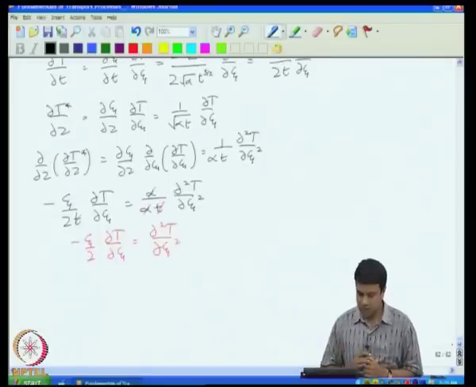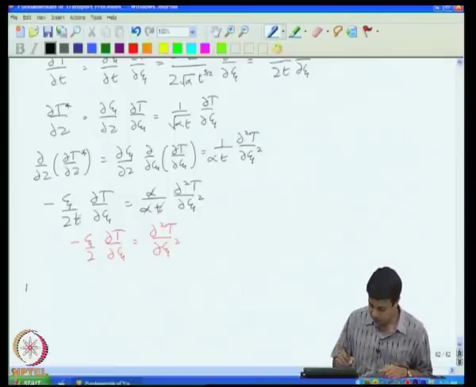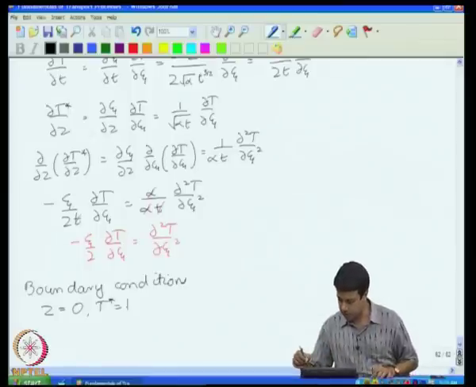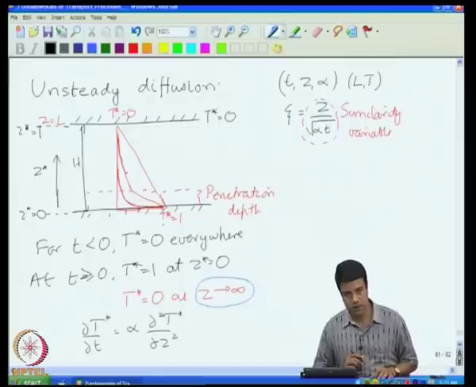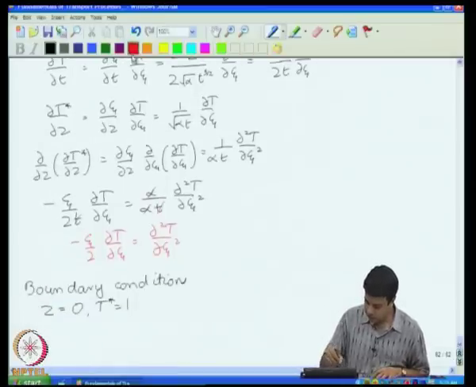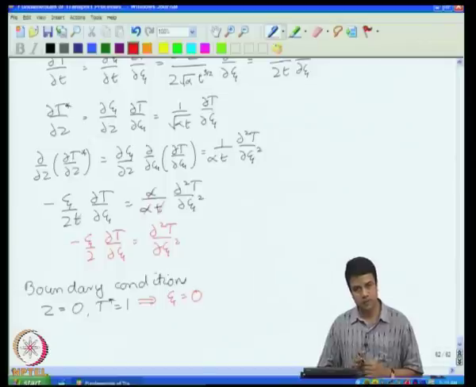But however, if I am to solve this equation, I need boundary conditions. What are the boundary conditions that we had? At z is equal to 0, t star is equal to 1. So, at the bottom plate, the temperature t star is equal to 1 at z is equal to 0. So, that z is equal to 0 is equivalent to psi equal to 0, because psi is equal to z by square root of alpha t.